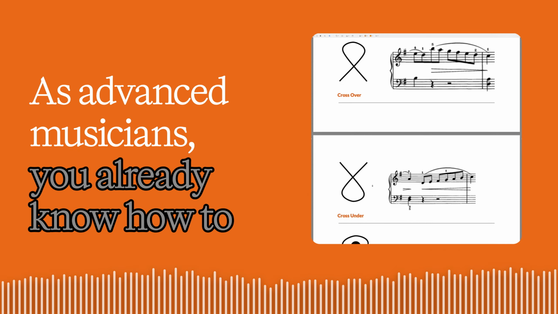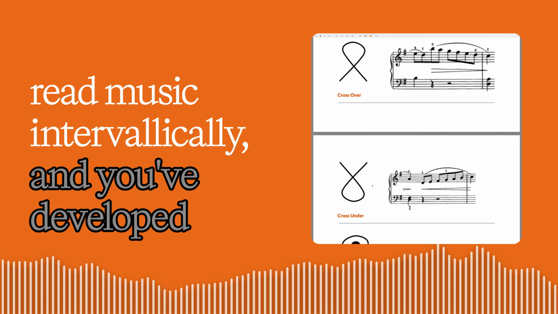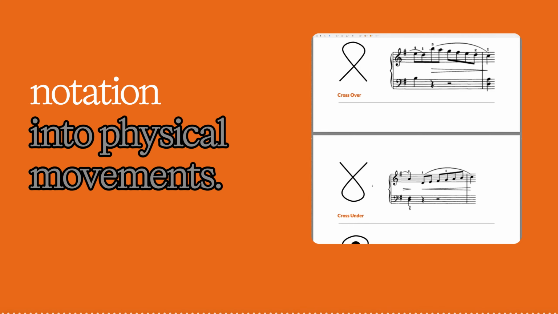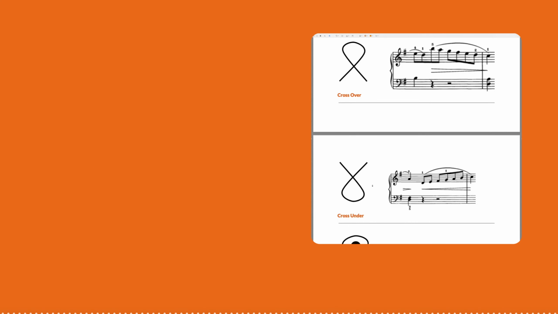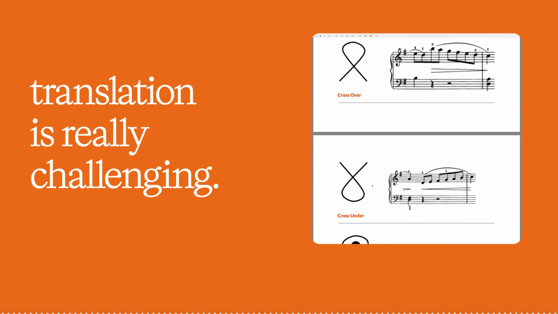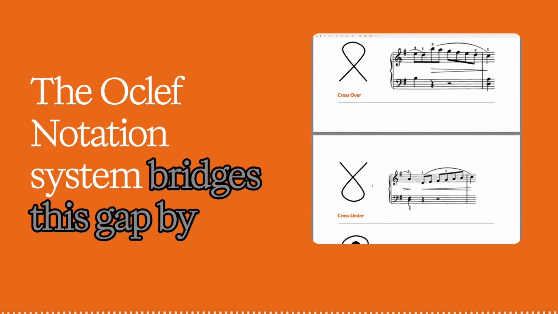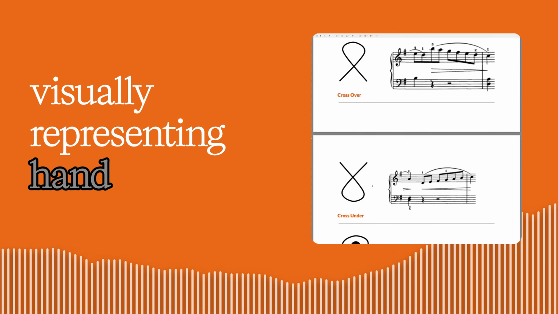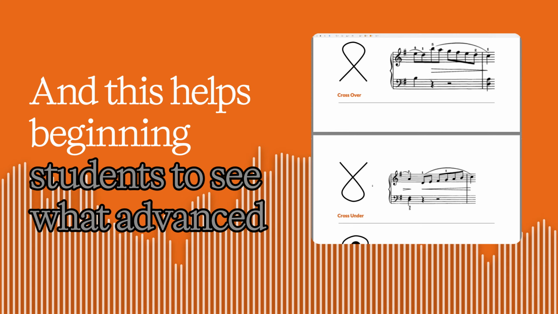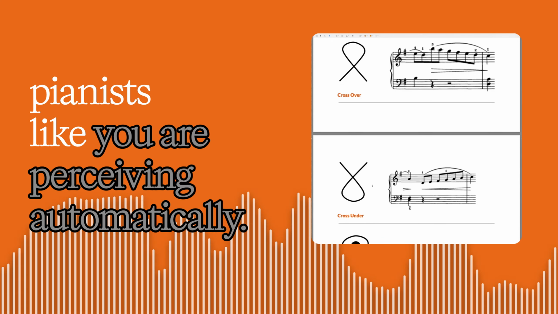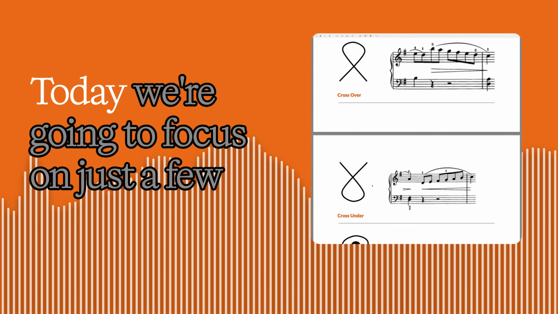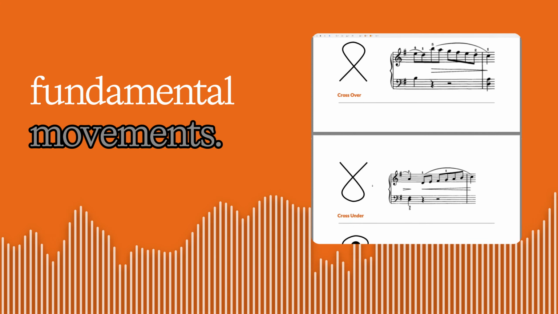As advanced musicians, you already know how to read music intervallically, and you've developed this ability to quickly translate notation into physical movements. But for beginning students, this translation is really challenging. The Oclef notation system bridges this gap by visually representing hand movements directly on the score. And this helps beginning students to see what advanced pianists like you are perceiving automatically. Today, we're going to focus on just a few fundamental movements.